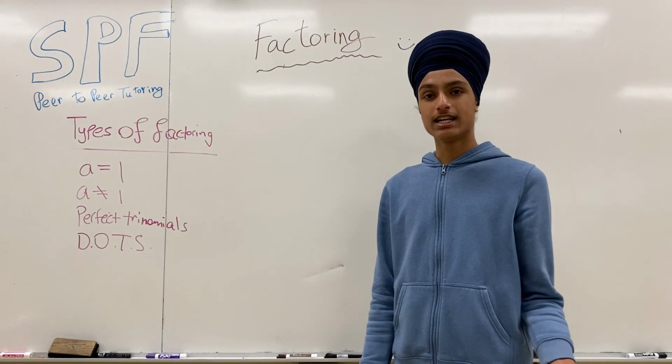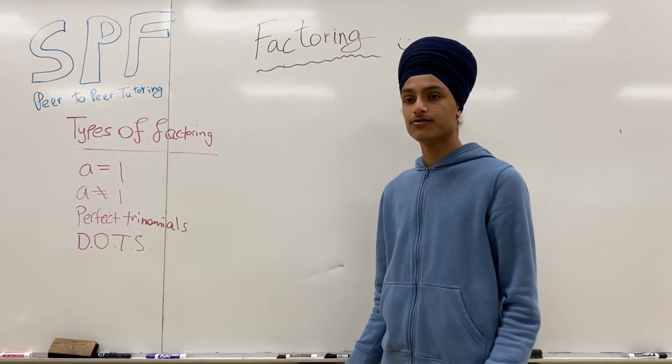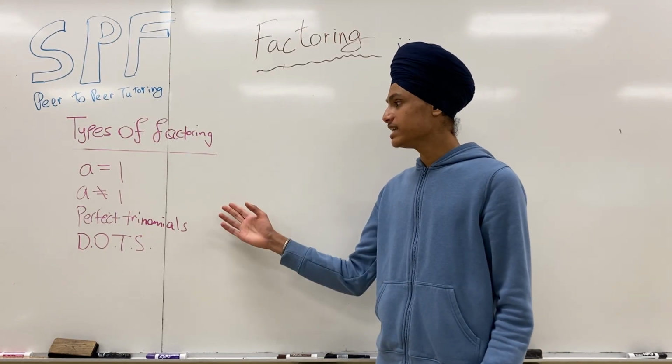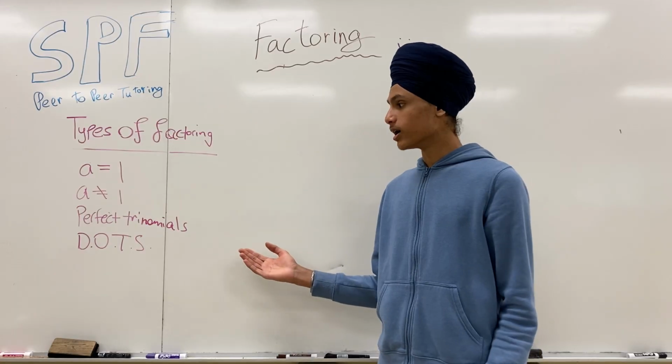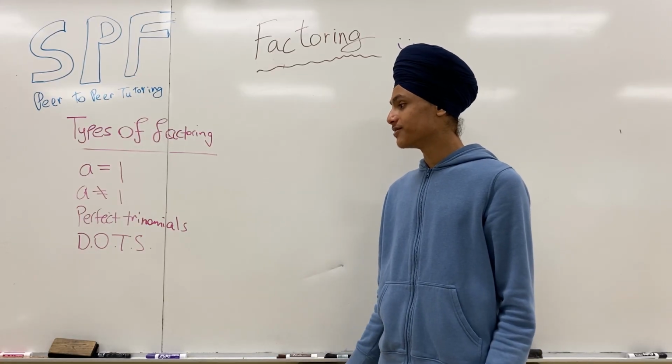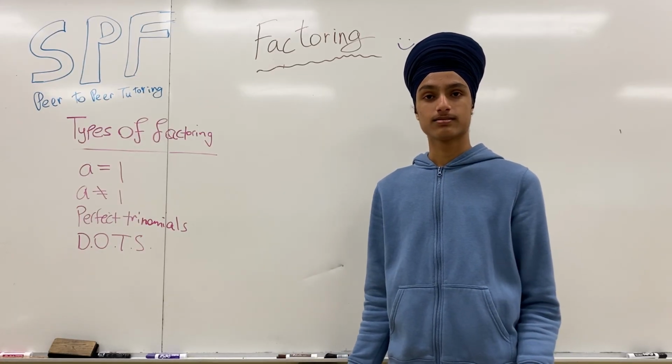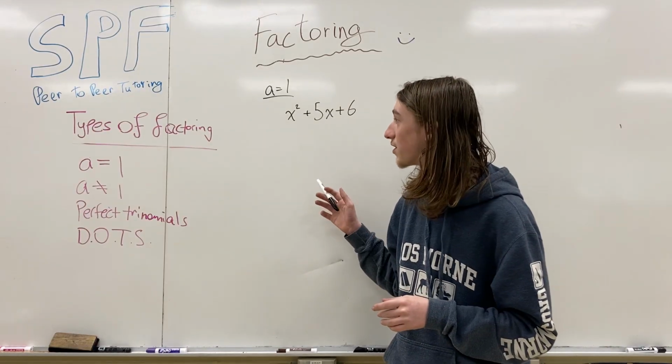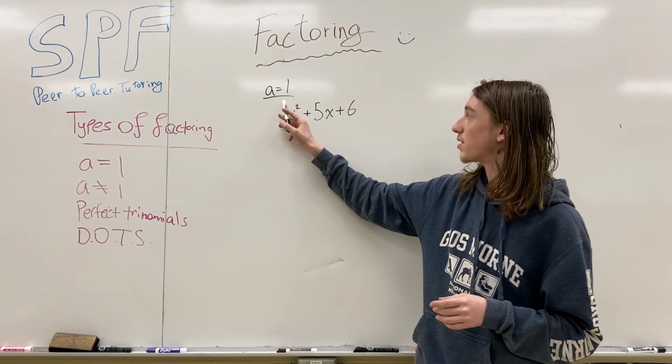So we're going to give you examples and types of factoring. In this video, we're going to learn when a equals 1, a doesn't equal 1, perfect trinomials, and difference of two squares. All right, so the first type of factoring is when a is equal to 1.